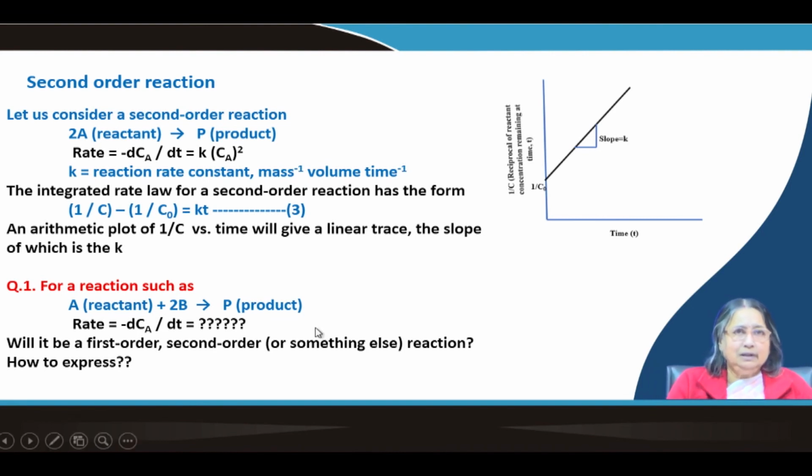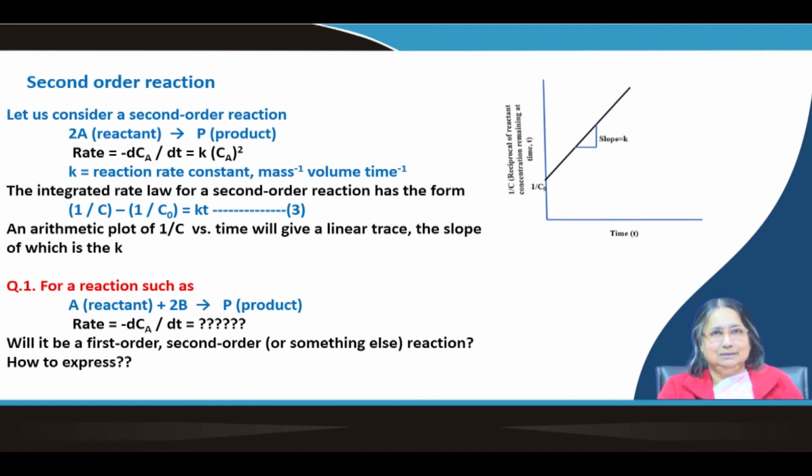Whether you will determine it in terms of A or B or both, that is to be determined. For some reactions you may just consider A and tell that this reaction is first order with respect to A, or that this reaction is second order with respect to B, or you can tell that the overall order of the reaction is 3. So, how will you tell it? That is very important. Okay.